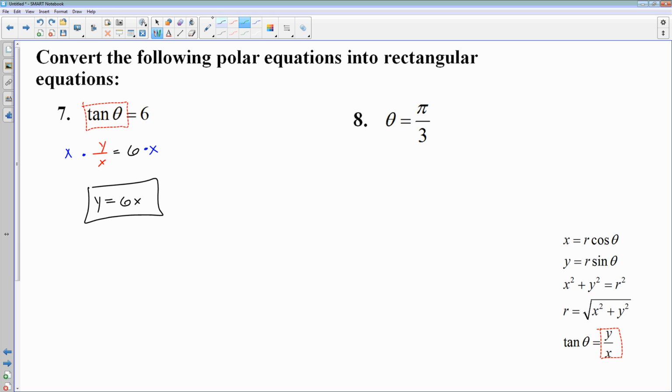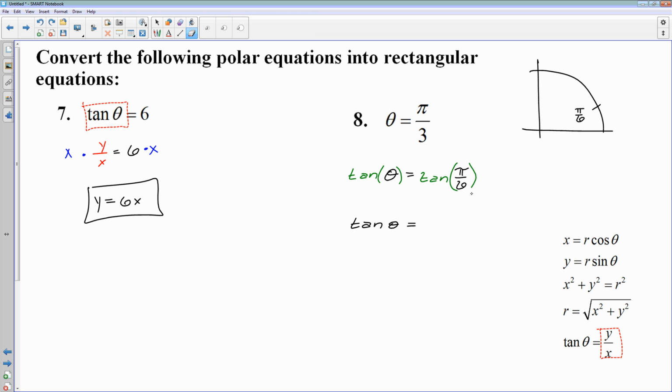The way I get tangent theta here is you can actually take the tangent of both sides of an equation. So if I have theta equals pi over 3, I'm going to take the tangent of theta, and I'm going to take the tangent of pi over 3. Well, tangent theta, we're just going to leave as tangent theta for now. But tangent pi over 3, I can do that. That's on the unit circle. Pi over 3 is up here.